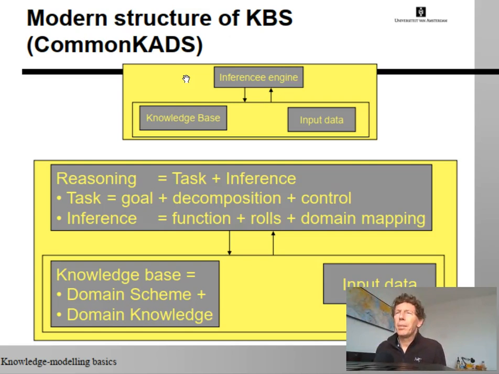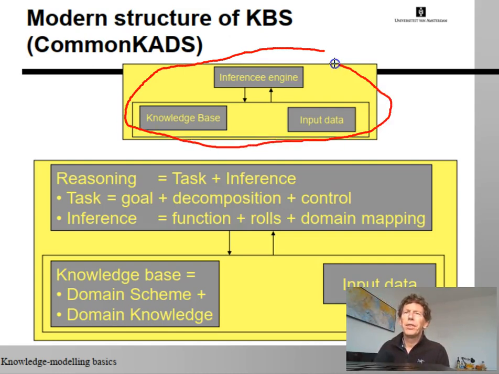Now in later developments of the knowledge base system theory and practice, it turned out that this rather traditional and rather simple structure of two layers, an inference engine and a domain knowledge base, was a little bit too simple. This led to splitting up the inference engine into two layers that were going to be called the task layer and the inference layer. Right?